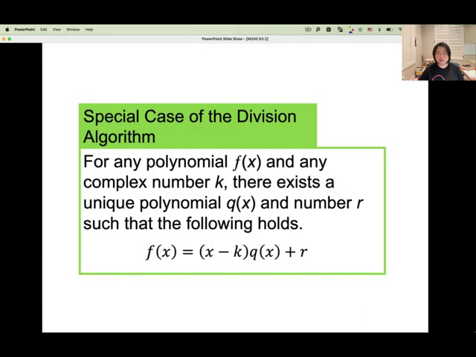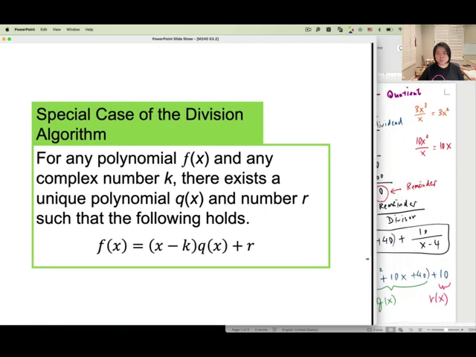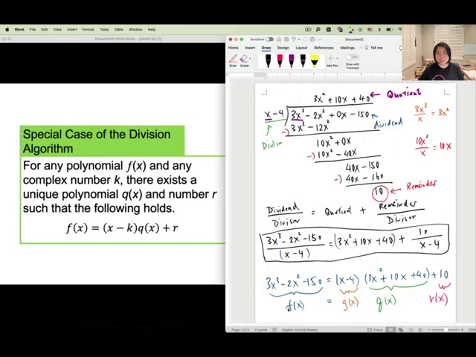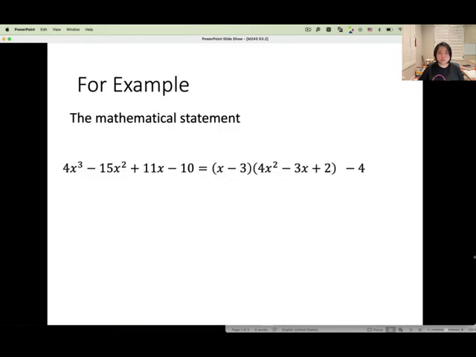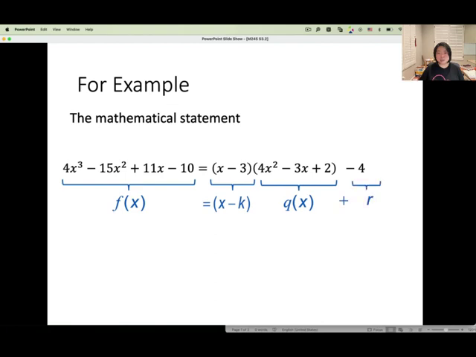For any polynomial f of x and any complex number k, there exists a unique polynomial q of x and the number r such that the following holds. We just experienced this one. Remember that f of x equal to g of x, your g of x become x minus k here, and then times the q of x plus the r of x, the remainder. Okay. For example, we just use the previous example here. Okay. We multiply x minus 3 for the whole equations. So this is gonna be your function f of x. And this is x minus k. And this is gonna be your quotient. And -4, that will be your remainder here.